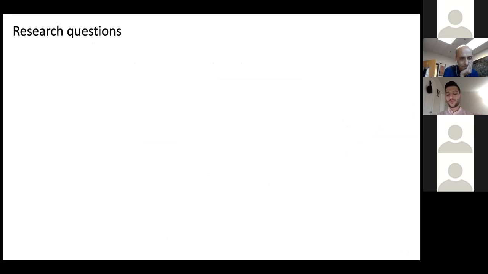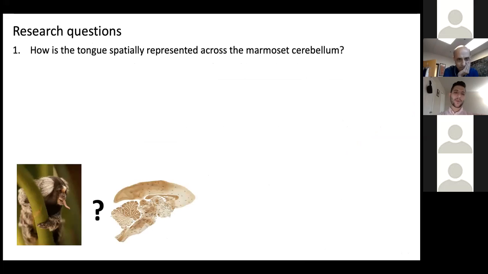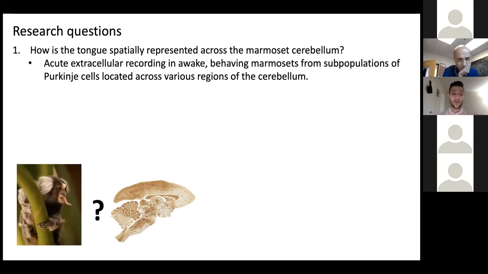So I have two broad research questions moving forward. The first is, how exactly is the tongue spatially represented across the marmoset cerebellum? With a creature that relies so much on their tongue, I can perhaps assume that there must be some vast representation of the tongue across different regions of their cerebellum. To get at this, I will perform acute extracellular recording in awake, behaving marmosets from subpopulations of Purkinje cells that are located across various regions of the cerebellum.